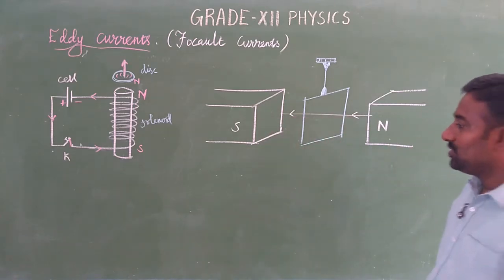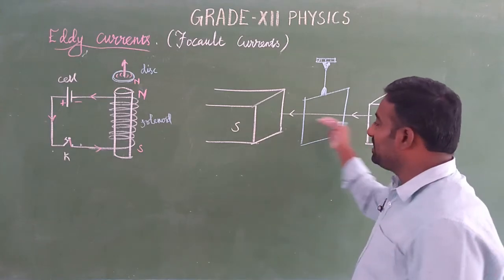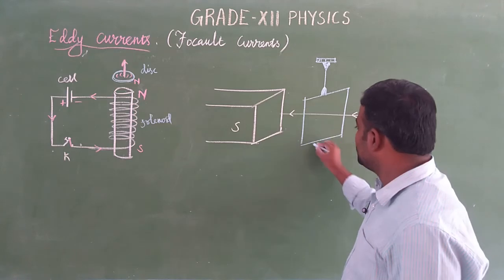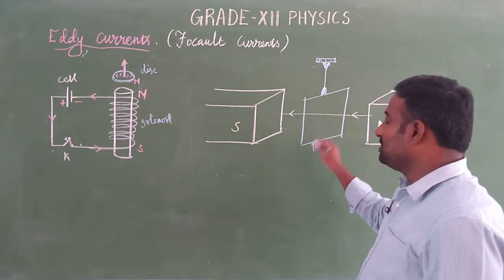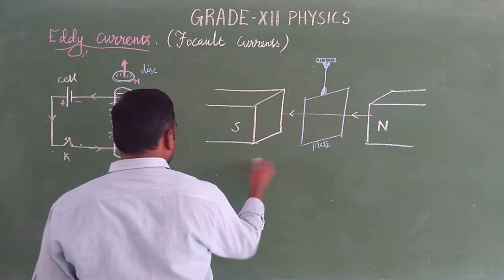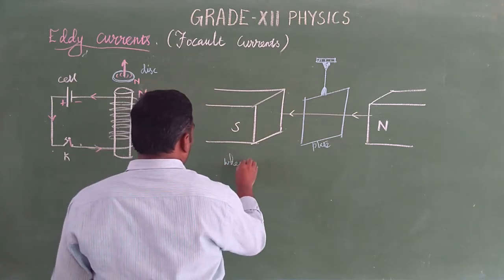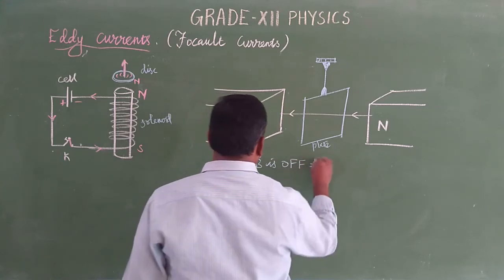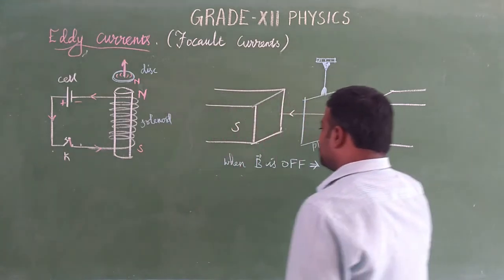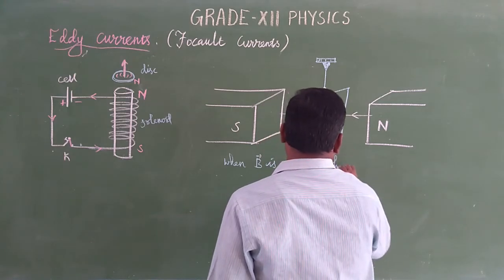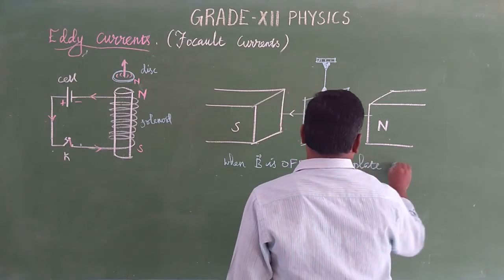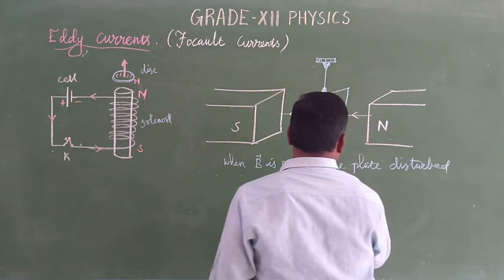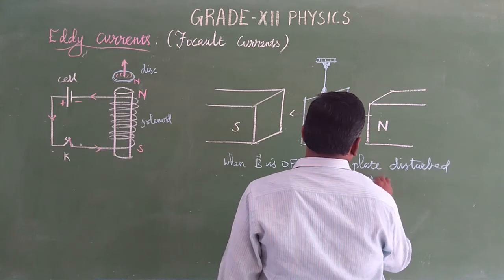Due to these electromagnetic field lines, this is the plate. So when the magnetic field is off, what happens? The plate is disturbed and left to oscillate, and it starts to oscillate.